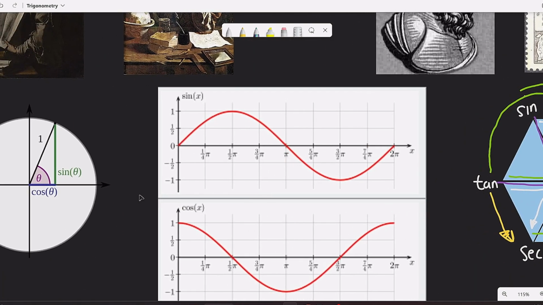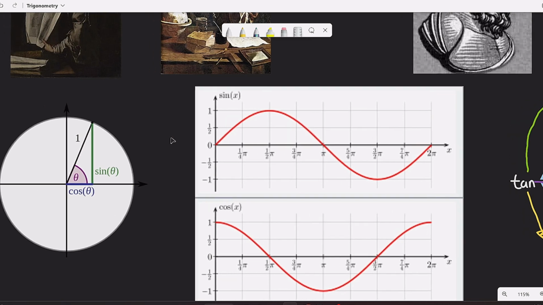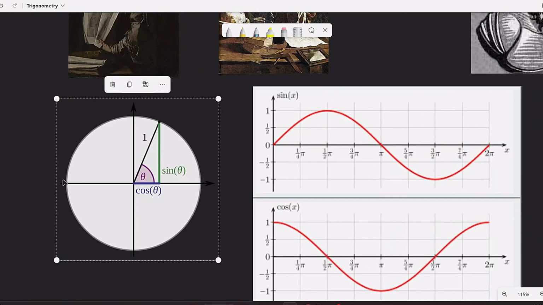And so it makes sense, right? Sine is the y-axis. So when x is equal to pi, which, if we look at this circle, would be right here, the output of the sine function would be 0. And that makes sense because we are on the x-axis. The y value is 0.